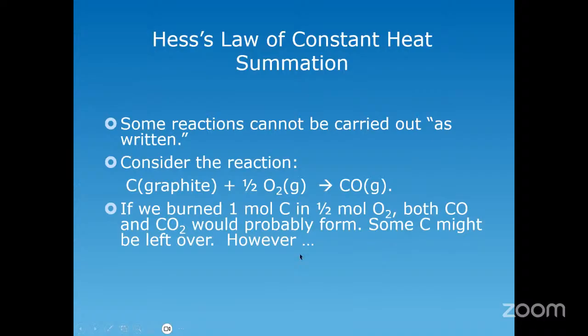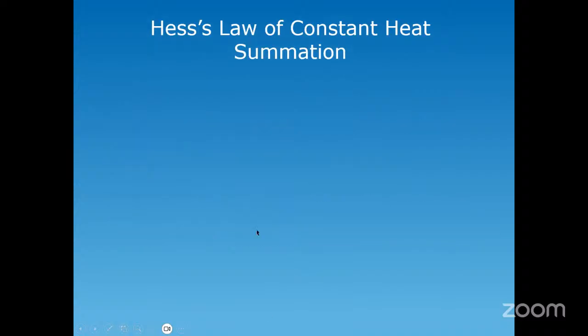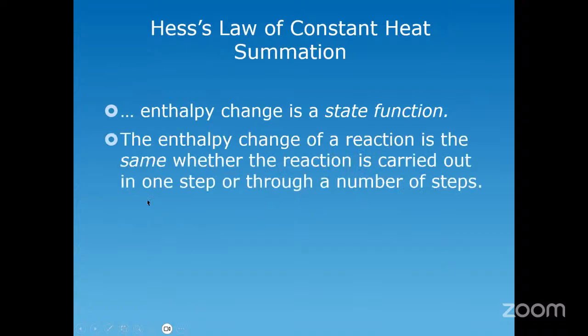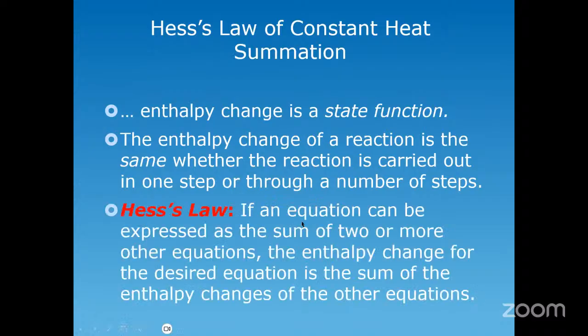So the question now becomes, how do we determine the enthalpy change of this reaction here? This is based on the fact that the enthalpy change is a state function. And like any other state function, it doesn't matter how you get from the reactants to the products, it doesn't matter how many steps you take, the net change would be the same. That is true for enthalpy. The enthalpy change of a reaction is the same, whether the reaction is carried out in one step or more than one step. So basically that's what Hess's law is all about.